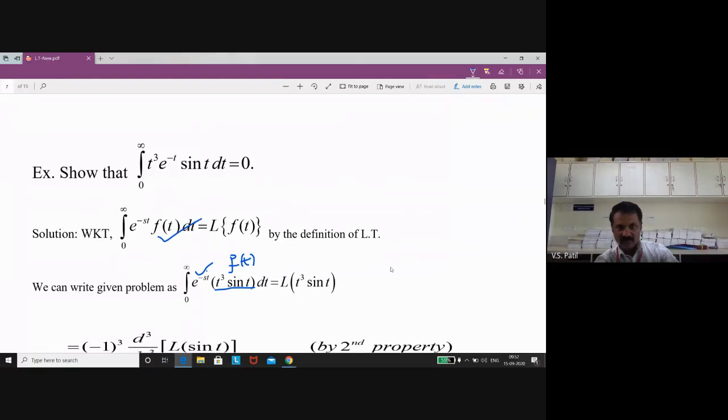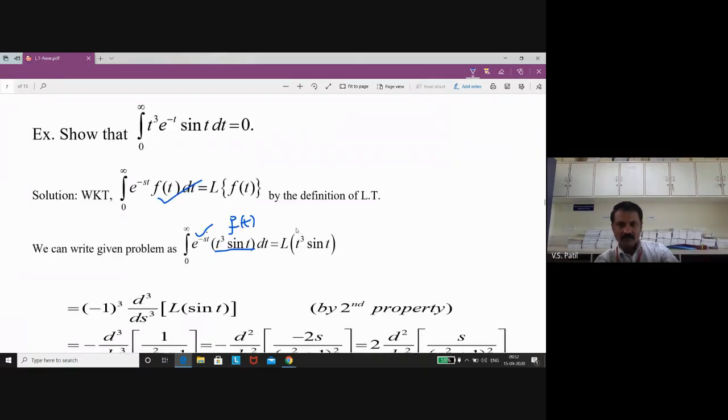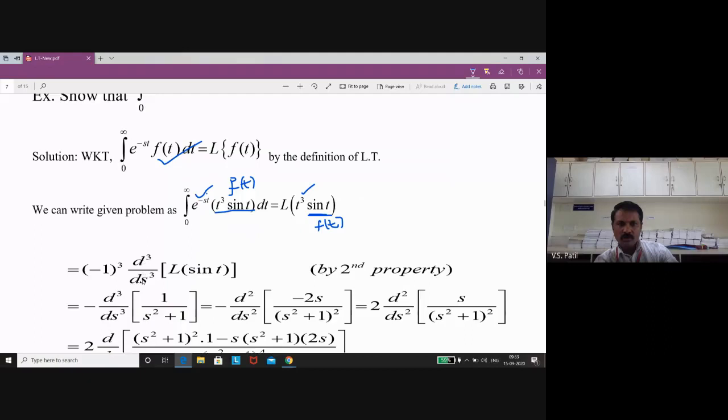By this definition, okay. Next thing is what you have to do here. Now, if it is a Laplace transform of t cube into sine t, which property is applicable? It is t raised to n. Now, in this case, this becomes your f of t, and n in t raised to n is 3 here. So what you have to do? Minus 1 raised to 3 into d cube divided by ds cube of L of sine t, by the second property.